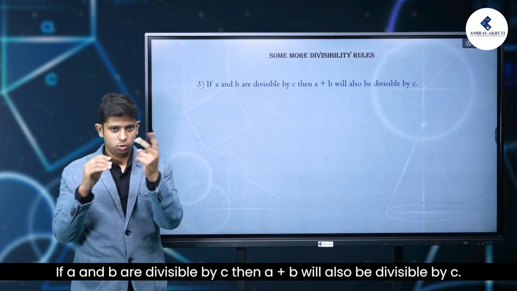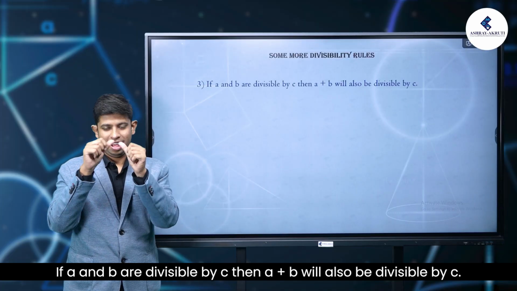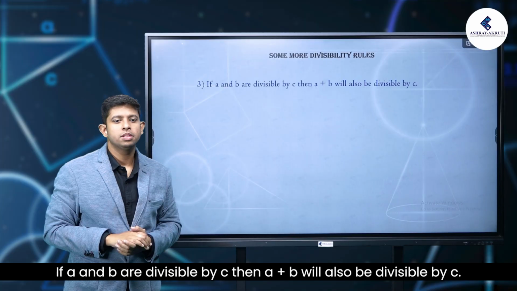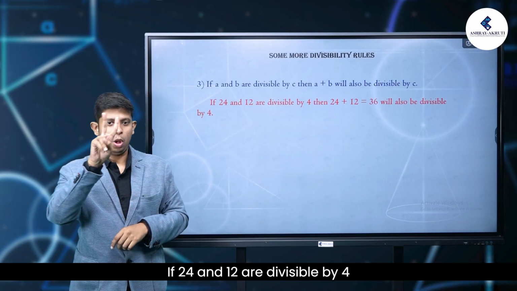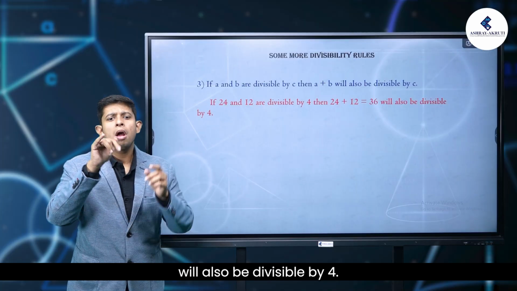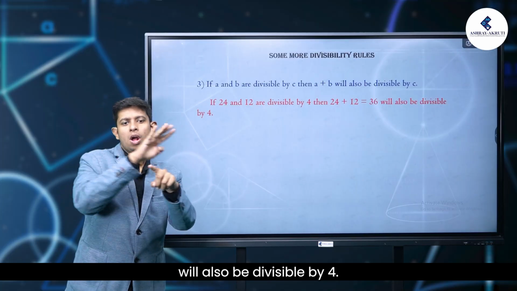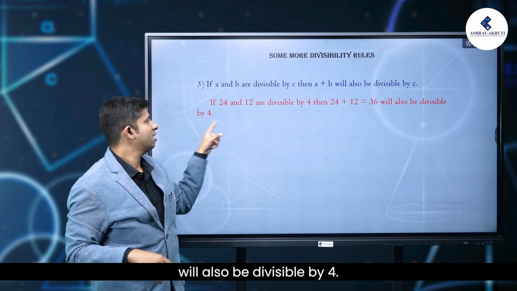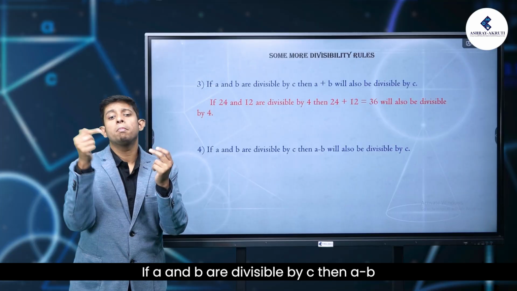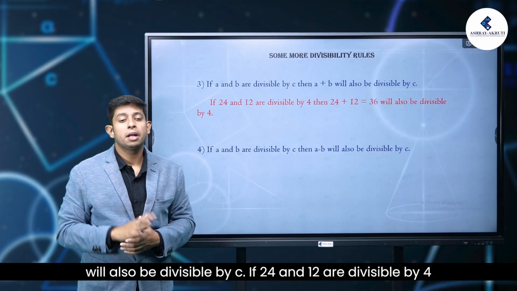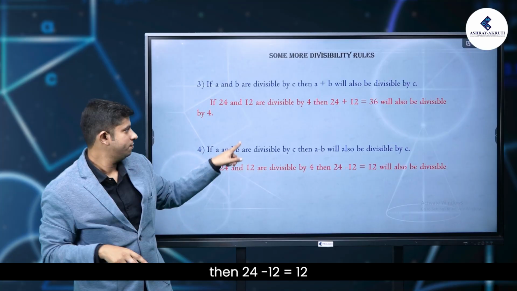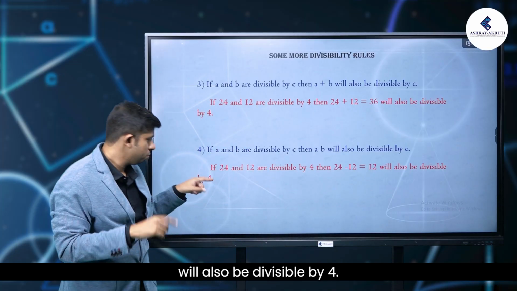If A and B are divisible by C, then A plus B will also be divisible by C. If 24 and 12 are divisible by 4, then 24 plus 12, which is equal to 36, will also be divisible by 4. If A and B are divisible by C, then A minus B will also be divisible by C. If 24 and 12 are divisible by 4, then 24 minus 12 is equal to 12. It will also be divisible by 4.